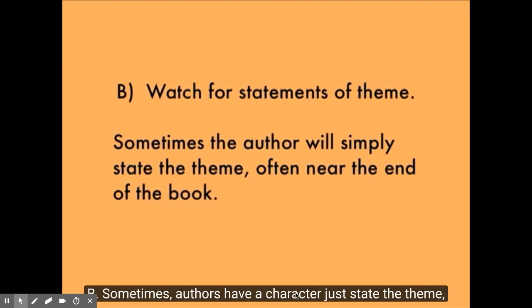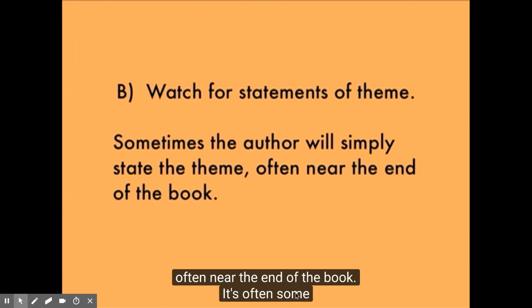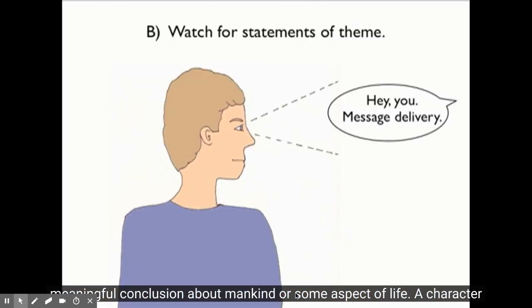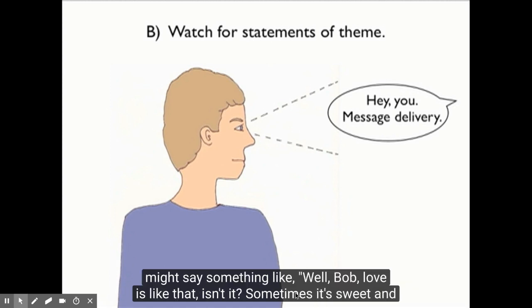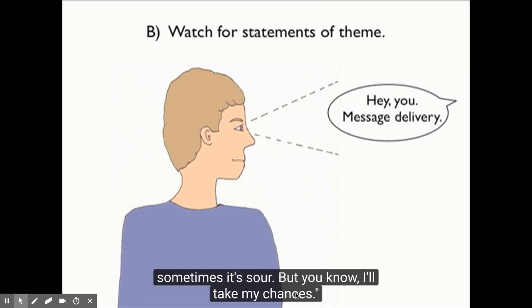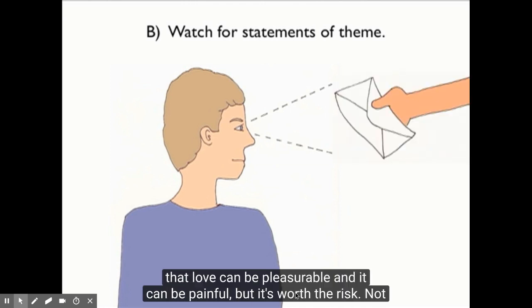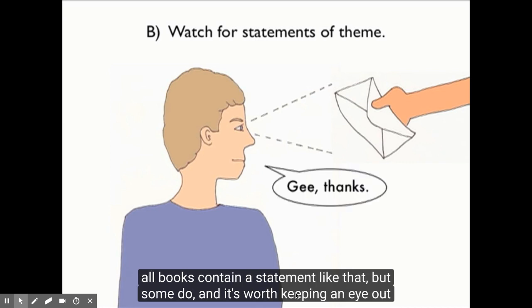B. Sometimes authors have a character just state the theme, often near the end of a book. It's often some meaningful conclusion about mankind or some aspect of life. The character might say something like, "Well, Bob, love is like that, isn't it? Sometimes it's sweet and sometimes it's sour, but I'll take my chances." So the theme could be exactly that: love can be pleasurable and it can be painful, but it's worth the risk. Not all books contain a statement like that, but some do, and it's worth keeping an eye out for one.